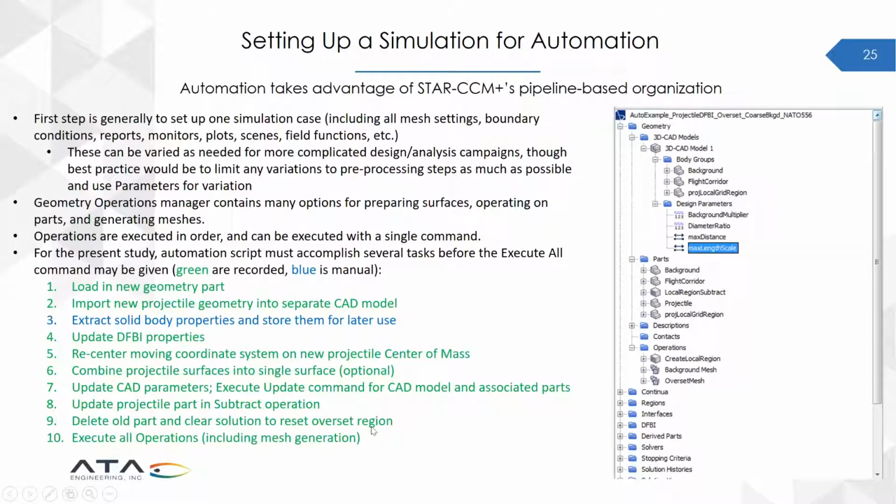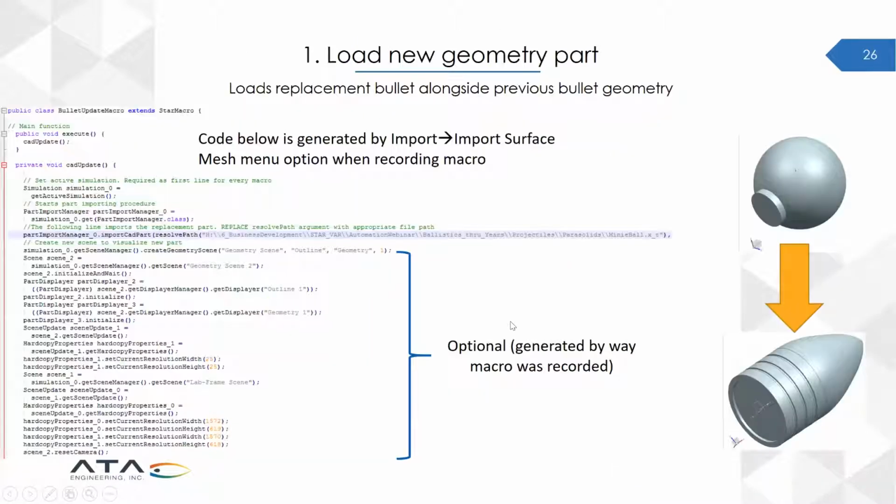And then finally, we'll execute all the operations in this operations node. So we'll do the subtract of the bullet from its overset, and then we'll mesh the background, followed by meshing the overset region. I'm going to go into each one of those steps in a little more detail now, starting with loading the new geometry part.